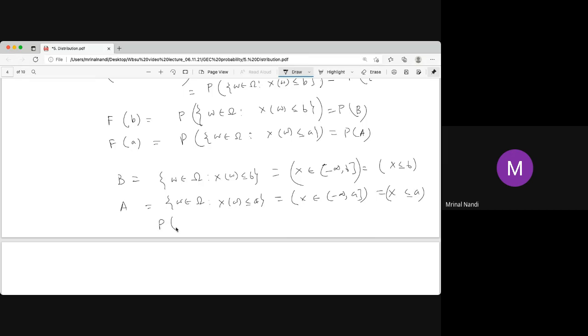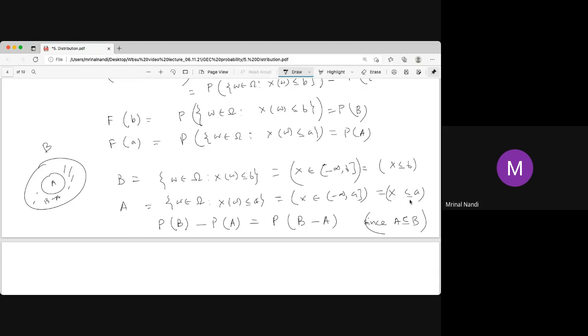Now, this probability is nothing but the probability of B minus A. Why is this true? This is not always true. It is true if A is a subset of B. If A is a subset of B, then the probability of B minus A is the probability of B minus the probability of A. If A is not a subset of B, then the probability of B minus A is the probability of B minus the probability of A intersection B. So this is the probability of B minus A.